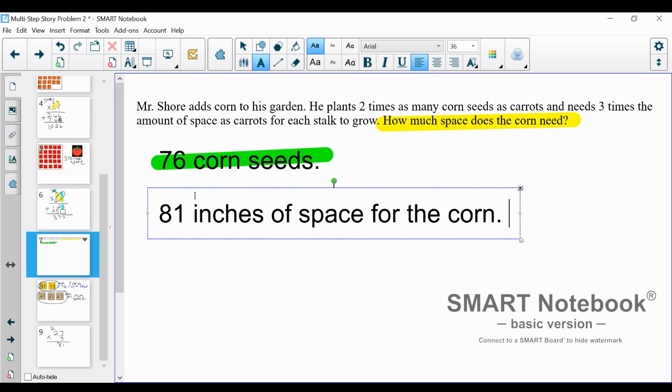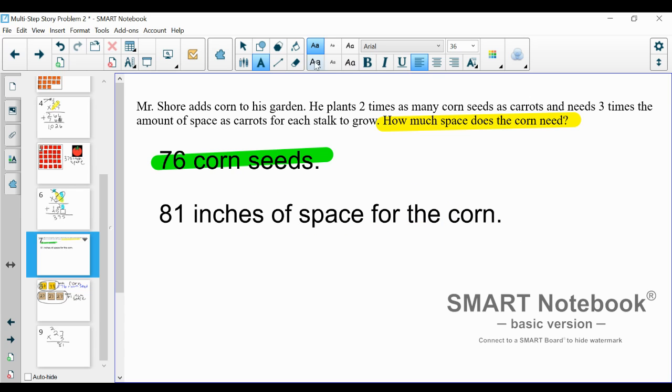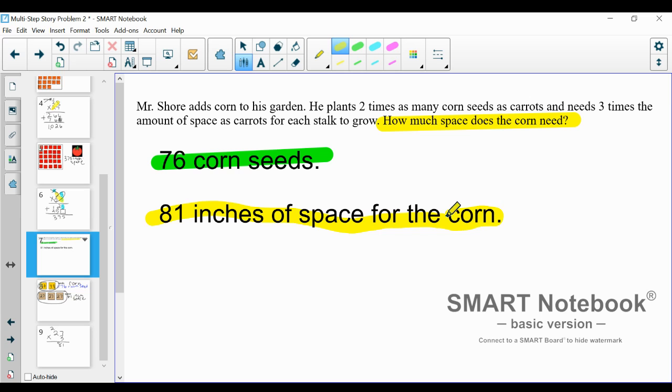And make sure you answer your problem in complete sentences like this. And also make sure that you're always including your units, because in some cases you could get this wrong if you just said 81. You need to say 81 what? 81 inches of space for the corn.